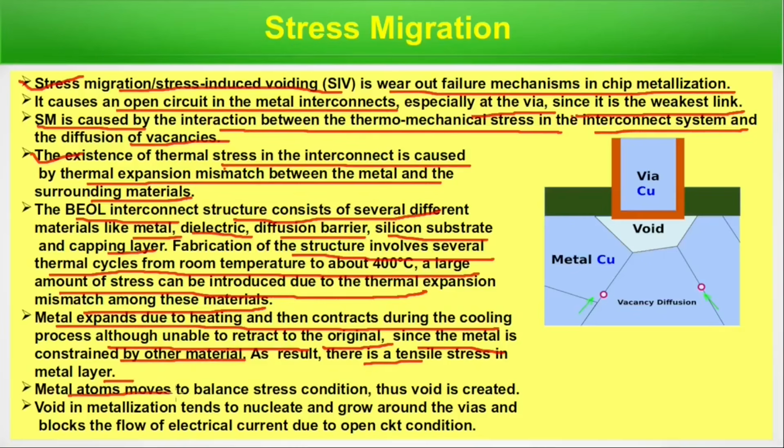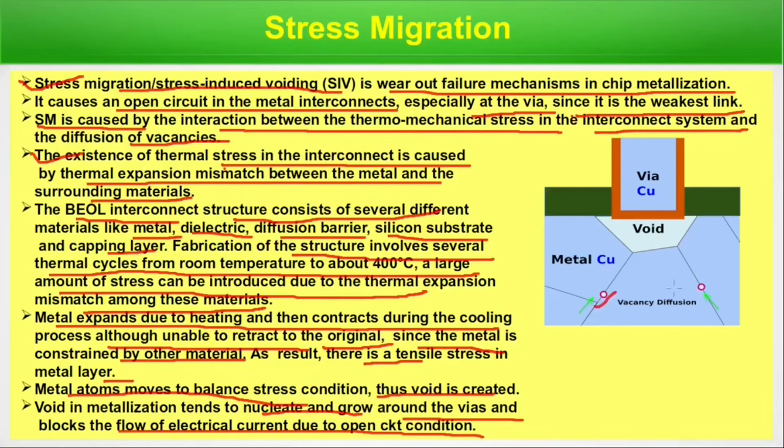Now, metal atoms move to balance the stress condition, thus a void is created. When this metal cools down after high thermal cycles, it doesn't get back to its original situation because the metal is surrounded by other materials also. So there is a tensile stress created in the metal layer. Metal atoms move to a balanced stress condition, thus a void is created. Voids in metallization tend to nucleate and grow around the vias and block the flow of electrical current due to an open circuit condition.